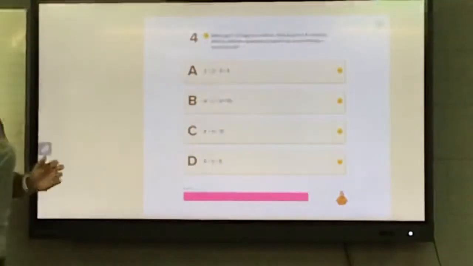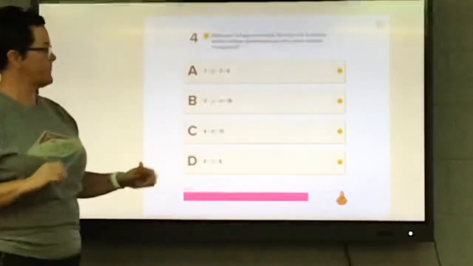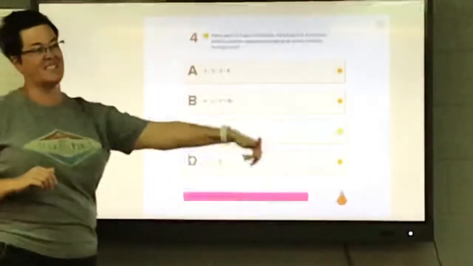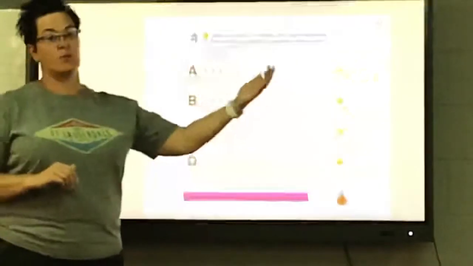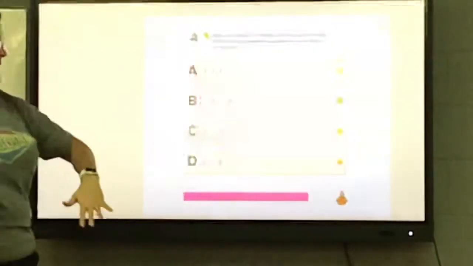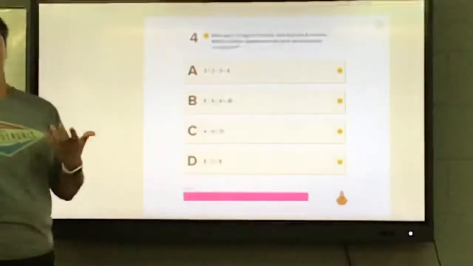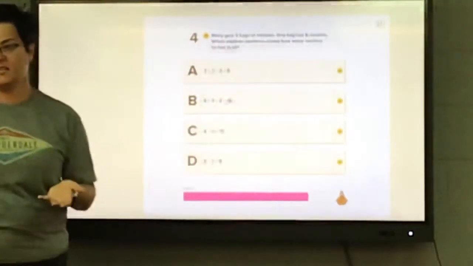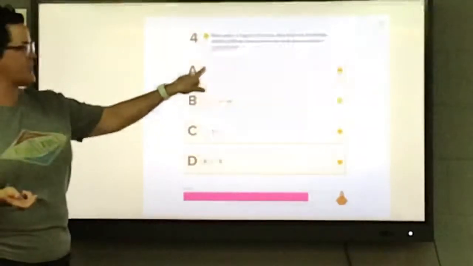Which one would be the correct one? 2 plus 2 plus 2 equals 6. 6 plus 6 plus 6 equals 18. 6 plus 6 equals 12. Or 6 plus 2 equals 8. Now remember, we're talking about repeated addition, right? So this is saying there are how many bags?